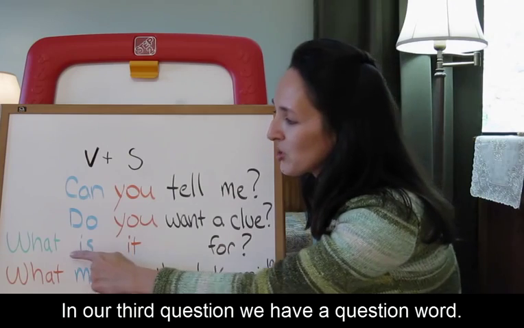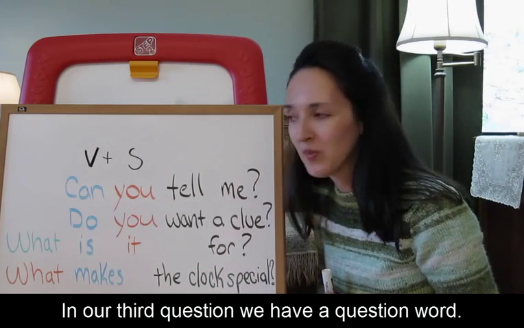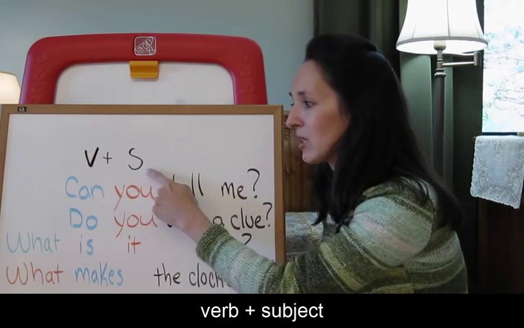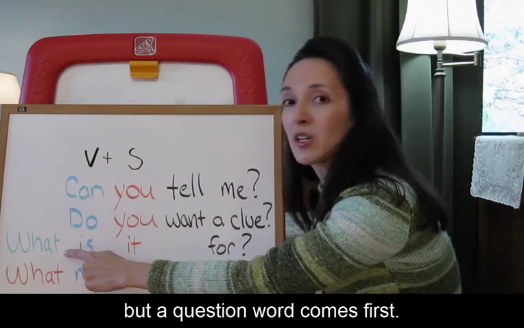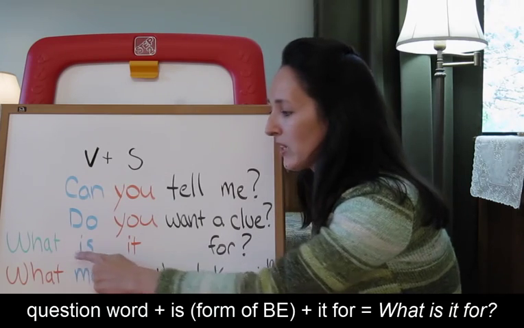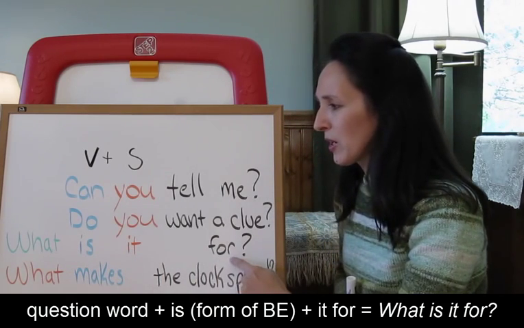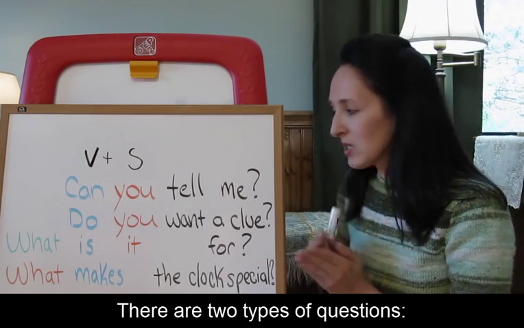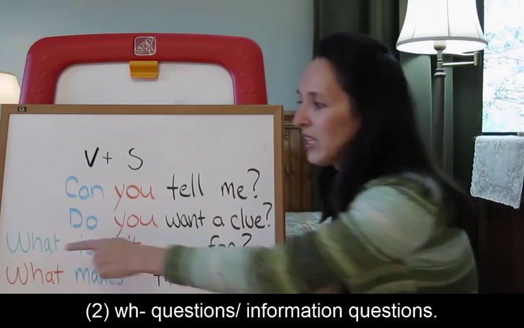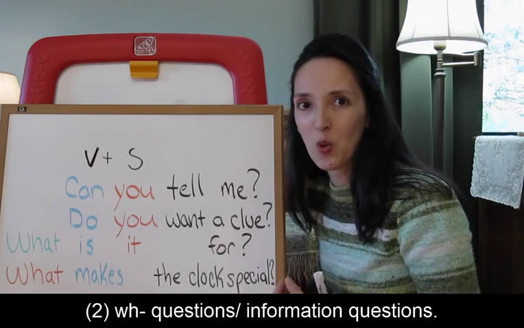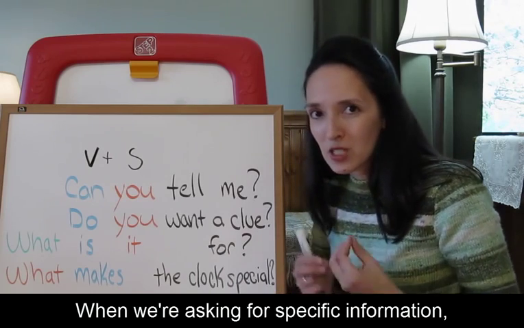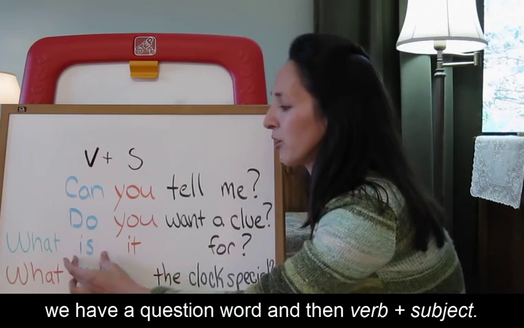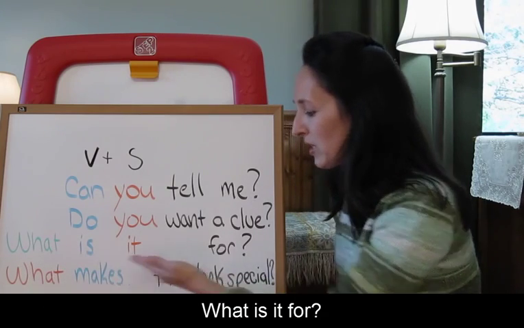Now, in our third question, we have a question word. The word order is basically the same, verb plus subject, but a question word comes first. What is it for? So there are 2 types of questions, yes-no questions and WH or information questions. When we're asking for specific information, we have a question word and then verb plus subject. What is it for?